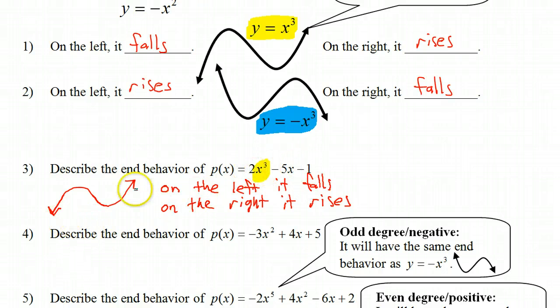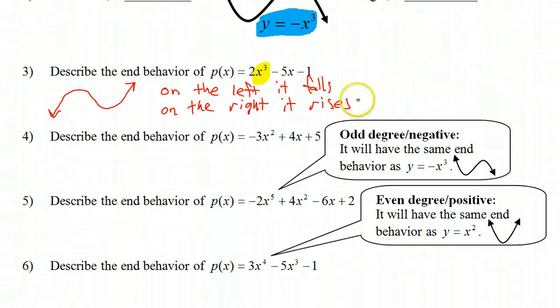We knew it would make this N shape because it's cubic. We knew it would be right side up because there's no negative in front. The leading coefficient is positive. Now look at number 4. Describe the end behavior of this one. Make a little sketch for this function. See if you can do it before I do. Make a little sketch right here.